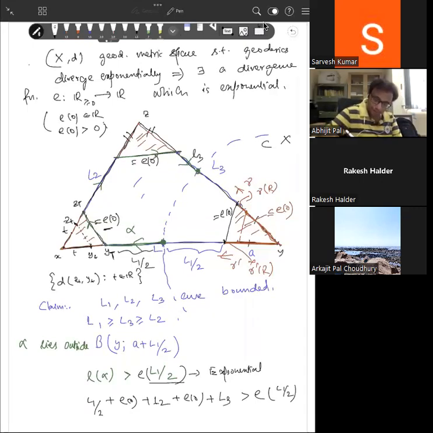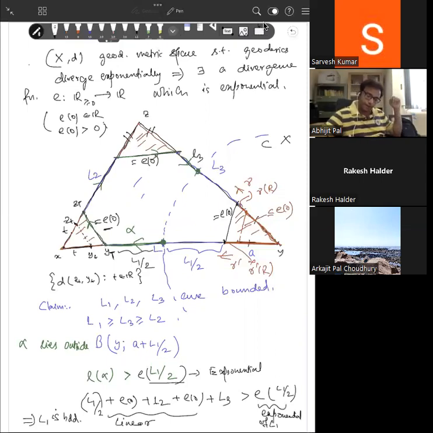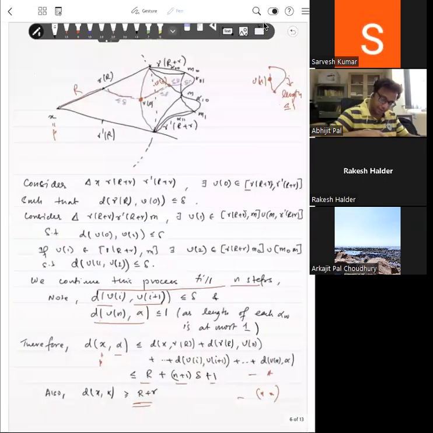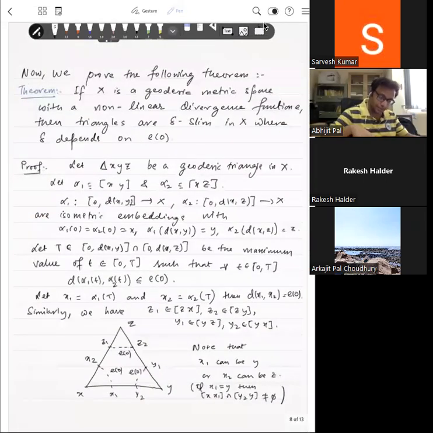Now this left hand side is an exponential function of L1, and on the right hand side L1 is linear. So this will imply that L1 is bounded. I have taken this L1 to be the maximum of L2 and L3, so L2 and L3 will also be bounded. The details have been worked out here.